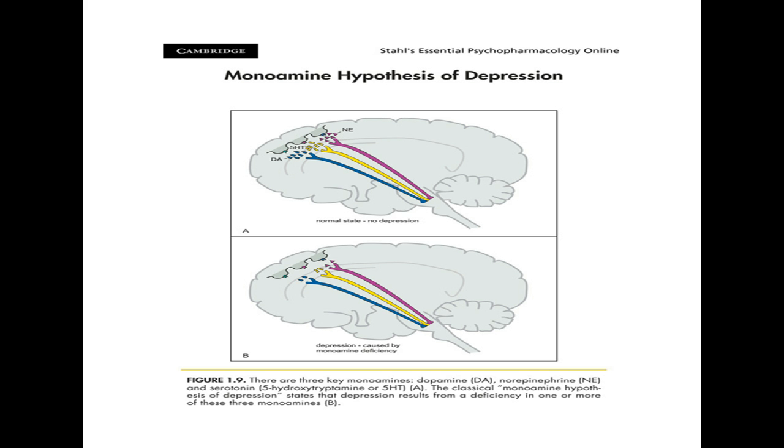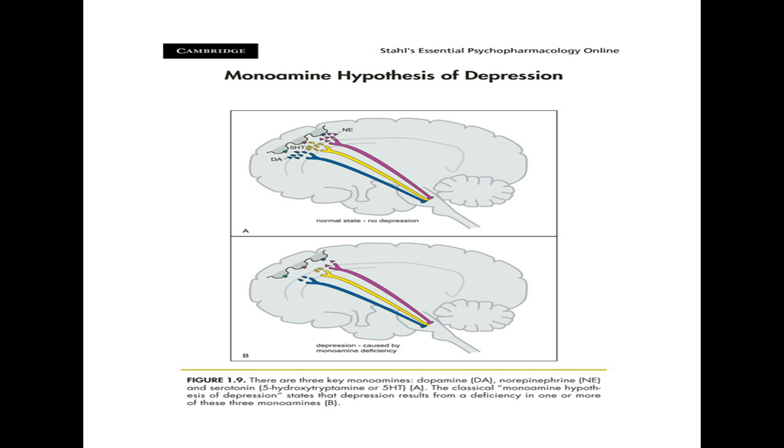So let's talk about the monoamine hypothesis of depression. There are three key monoamines: the dopamine, the norepinephrine, and the serotonin. You guys know this. This is a schematic way of showing there are three major pathways in terms of connecting the prefrontal cortex with the other areas of the brain, mainly the red representing norepinephrine, the yellow the serotonin, and the blue-green is with the dopaminergic.